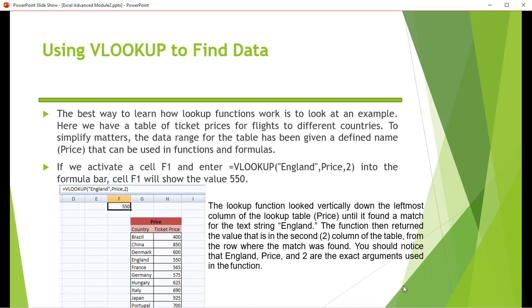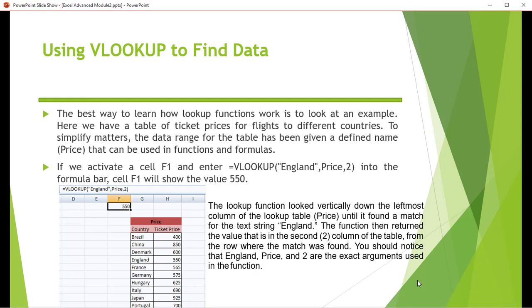How the lookup function works is best seen with an example. Here we have a table of ticket prices for flights to different countries. To simplify matters, the data range for the table has been given a name, price, so that we can use it in functions and formulas. So if we activate cell F1 and enter VLOOKUP England, price, 2 into the formula bar, it will show us 550.